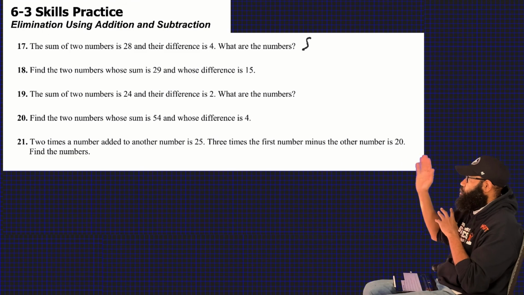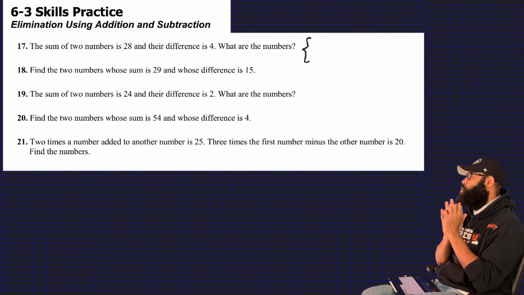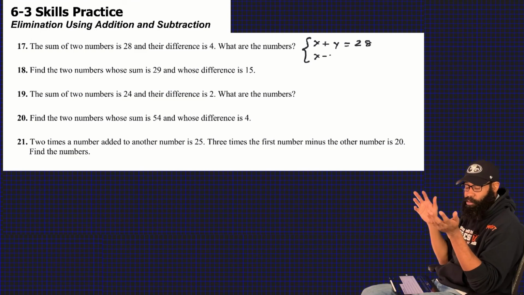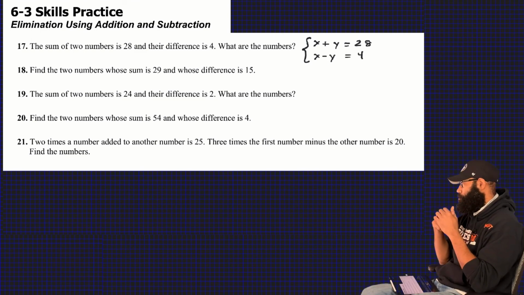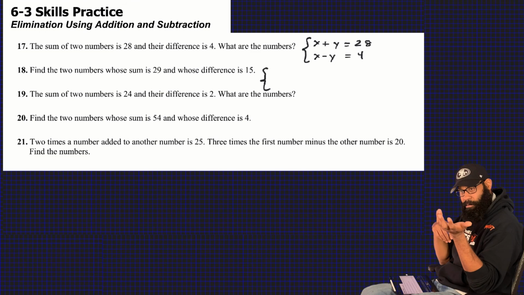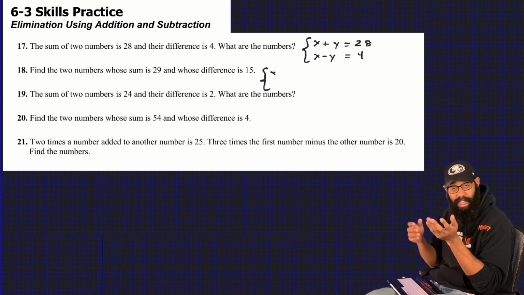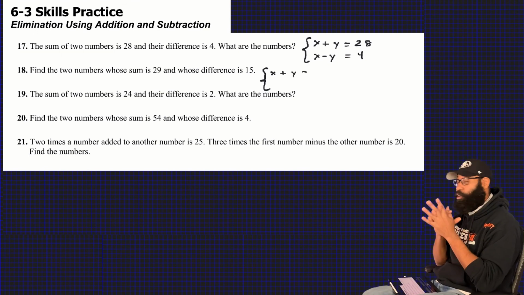And when I say set up, what does 17 say? The sum of 2 numbers is 28. So, we're going to go ahead and say the sum of 2 numbers. Those numbers are x and y. They're variables, right? And equals 28. Their difference is 4. So x minus y equals 4. There's my system, and I see opposites in the y term.